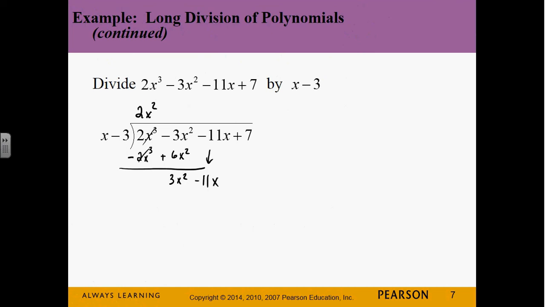Now we're going to start the process over, but instead of looking under the house, we're looking at this term. What do I have to multiply x by to get to 3x squared? 3x, and it's positive, so we say plus 3x. Then we multiply that next term by our divisor. So 3x times x gives us the 3x squared. 3x times negative 3 gives us negative 9x. Then we subtract, so we change the signs: that becomes minus, that becomes plus. We do the math: negative 11x plus 9x is negative 2x. Bring down the plus 7.